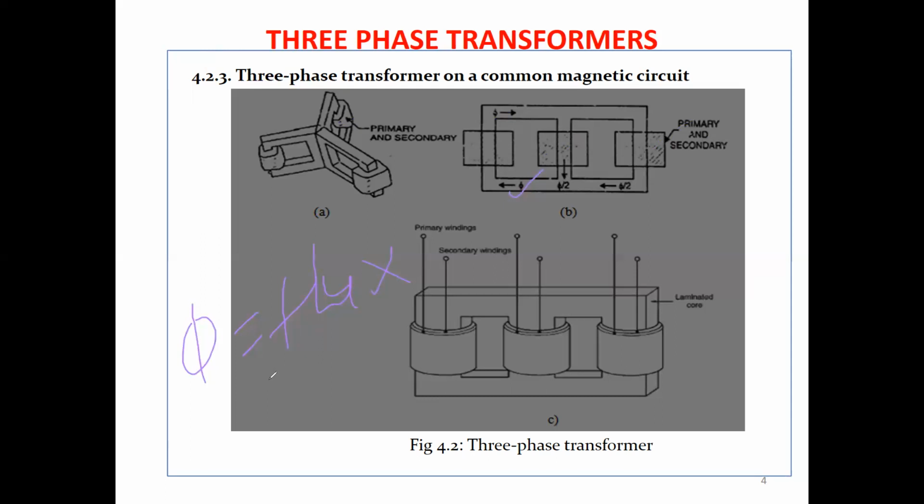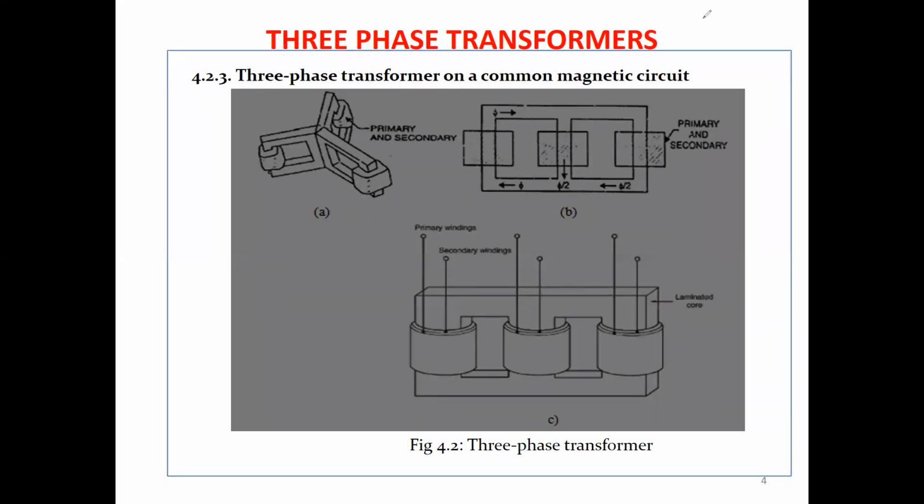And then you can also have this one, this magnetic circuit. The third one, part C. You have the primary windings, you have the secondary windings, and then you have a laminated core, or the three single phase transformers connected on a magnetic circuit. So you have the primary windings and the secondary windings. You can see this from the magnetic circuit we have.